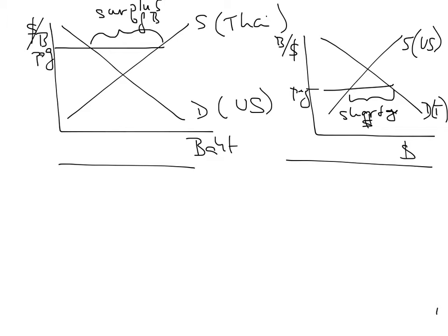These are the pictures we went over together in the office, the market for baht and the market for dollars. In the market for baht, it is above the equilibrium rate, resulting in the surplus of baht. In the market for dollars, we have a shortage of dollars because the quantity demanded is bigger than the quantity supplied.